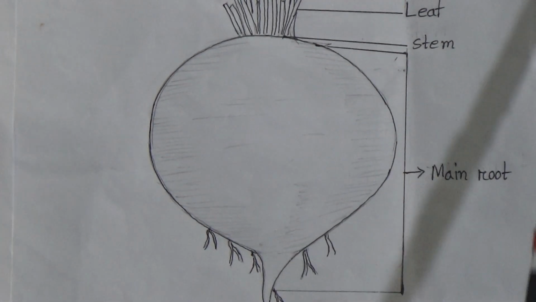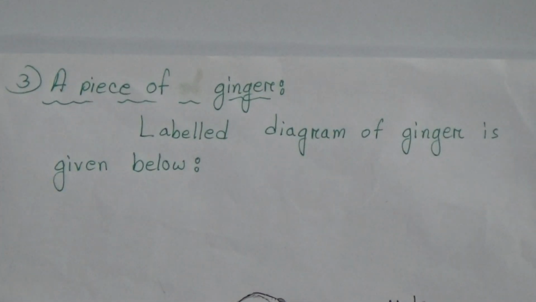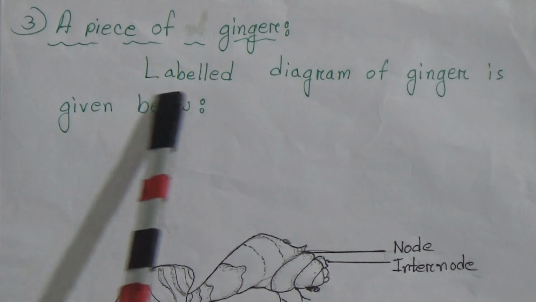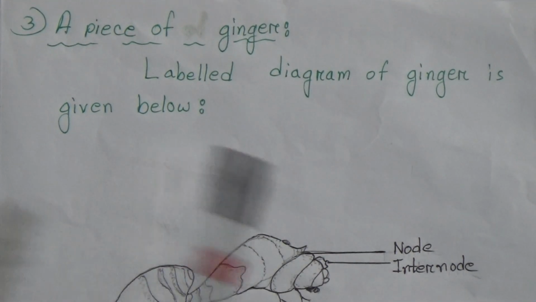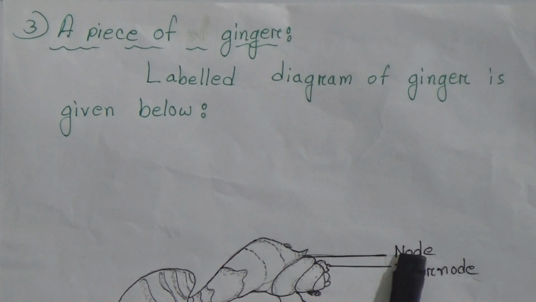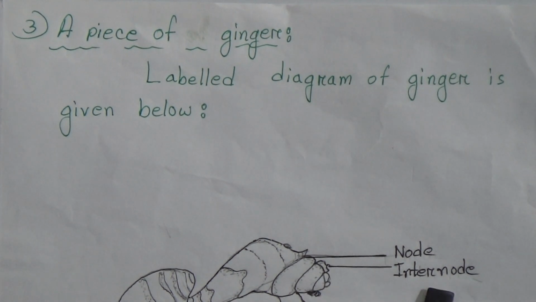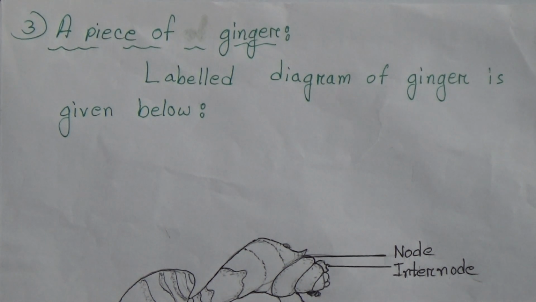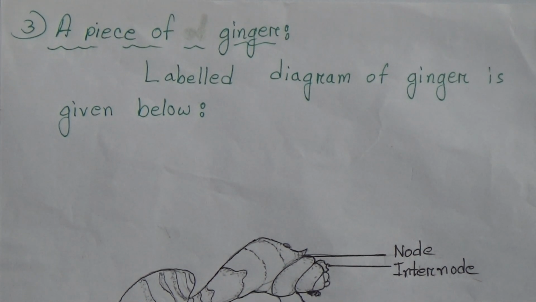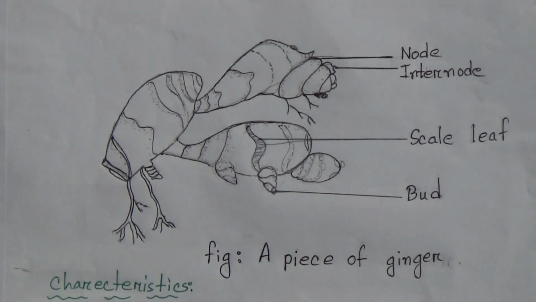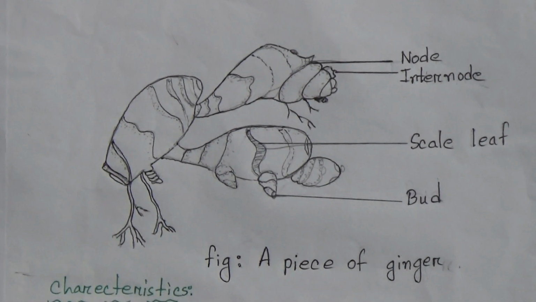Look at here, now number 3, a piece of ginger. Label diagram of ginger is given below. I have drawn here ginger, and here is node, and between 2 nodes here is internode, and this one is scale leaf, and here is bud. And you have to write down the figure name also, a piece of ginger. Here are characteristics. Look at here, I didn't write characteristics here. You will write these characteristics by yourself.